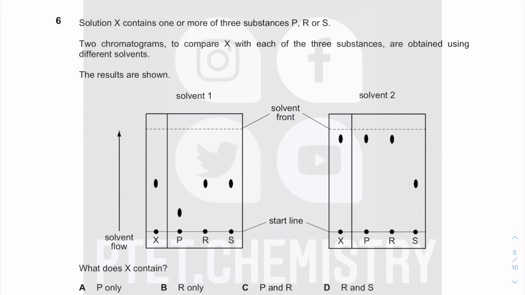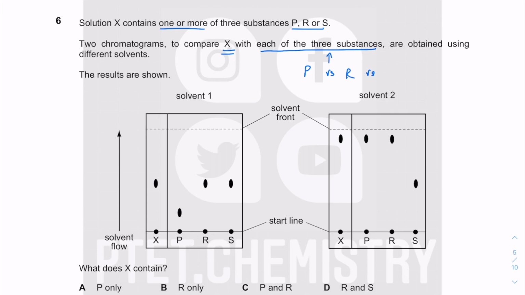So this is question number 6 from the checkpoint question: solution X contains one or more of three substances, P, R, and S. You don't know whether it's just one substance, meaning it's pure, or it could be more than one substance, which means it's impure and a mixture. Two chromatograms compare X with each of the three substances, P, R, and S.